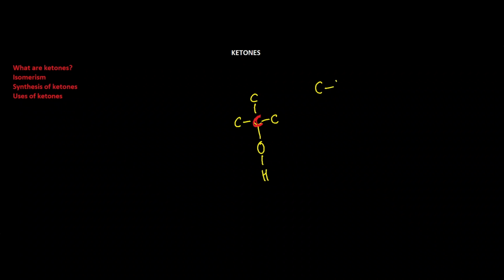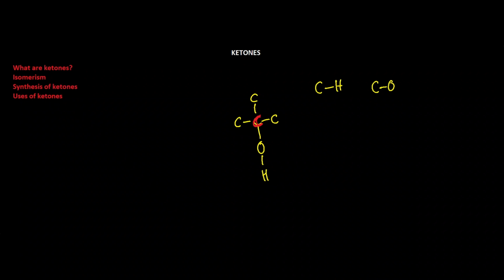Now notice that in this tertiary alcohol, we do not have a carbon-hydrogen bond. And by implication, it means that there is no carbon-hydrogen bond to be replaced with a carbon-oxygen bond. So this particular alcohol cannot undergo oxidation, and by implication, it cannot form a ketone. So it's important for us to take note of this.